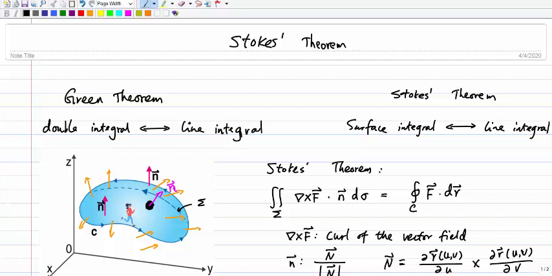So the Green Theorem talks about the relationship between the double integral and the line integral, while the Stokes Theorem talks about the relationship between the surface integral and the line integral. Okay. In the previous lecture, I talked about how to compute the surface integral. As a matter of fact, there's also a relationship between the surface integral and the line integral. This is what the Stokes theorem is about.